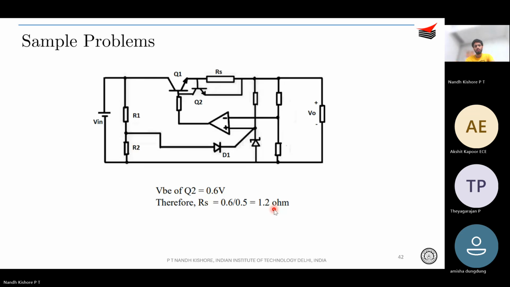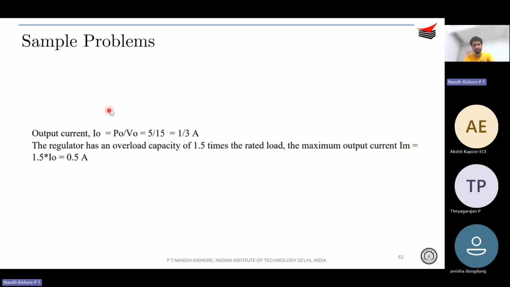Okay. So I'll just hang on this slide for some time. You see, output current is calculated as P naught by V naught. V naught is already given in the question, 15 volt. Okay. P naught is 5 watts. So I naught is 1 by 3 amps. And it is given that the regulator has overload capacity of 1.5 times the rated load. Therefore, the maximum output current is 1.5 into I naught, that is 0.5 amperes.